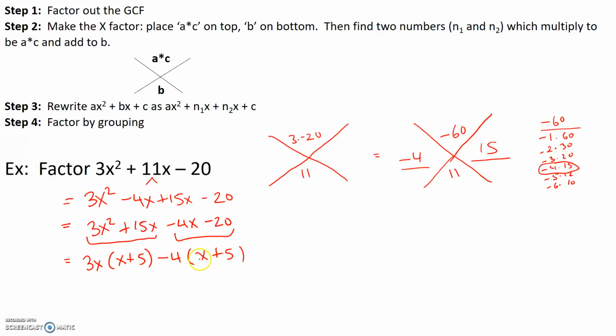Since x plus 5 is a common factor of these two expressions, we will factor out the x plus 5, and we're left with 3x minus 4.